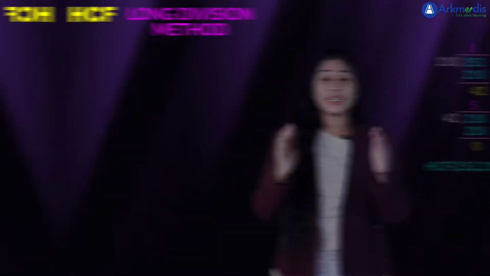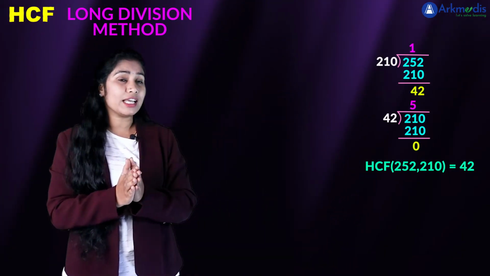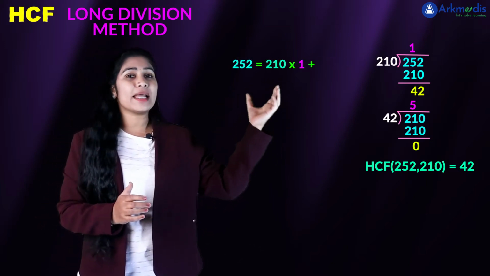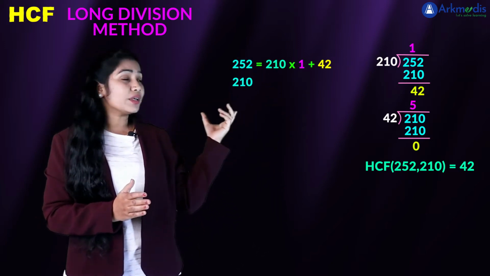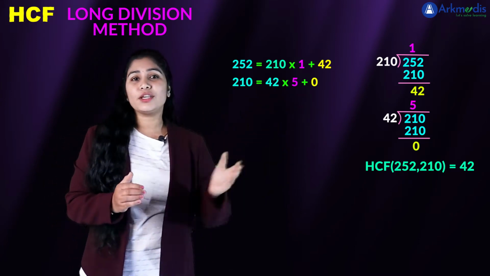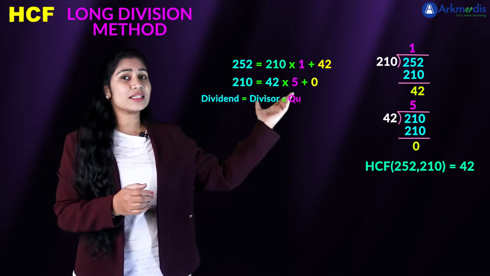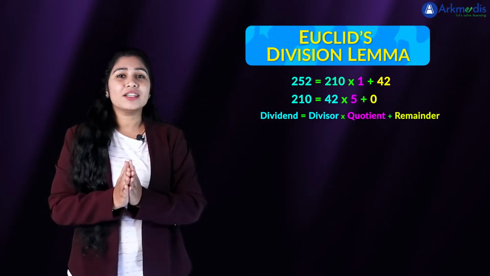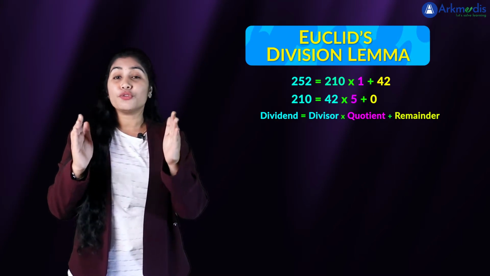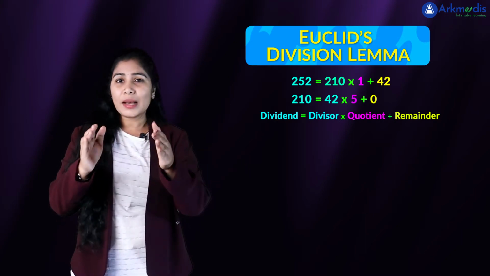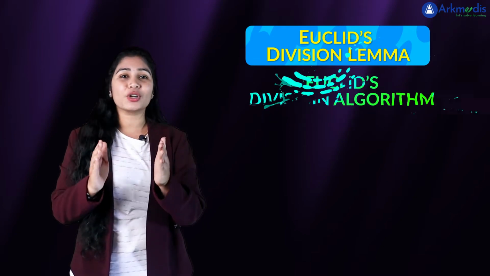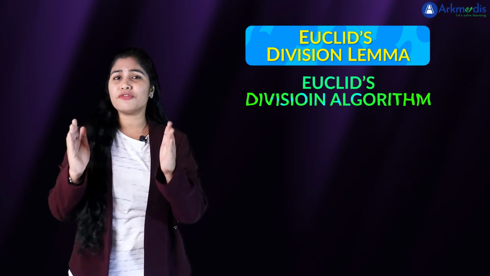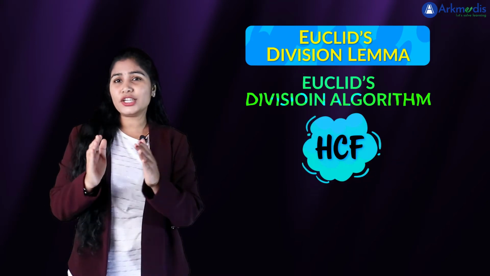Here, I am expressing this long division method in the form of a numerical expression. See here. 252 can be expressed as 210 times 1 plus 42. Again, 210 is equal to 42 times 5 plus 0. That means dividend is equal to divisor into quotient plus remainder, which is Euclid's division lemma. Here, Euclid's division lemma is applied to find the H.C.F. of these two numbers. The application of this lemma is nothing but Euclid's division algorithm. This algorithm helps to compute the highest common factor, which is nothing but H.C.F., of any two positive integers.